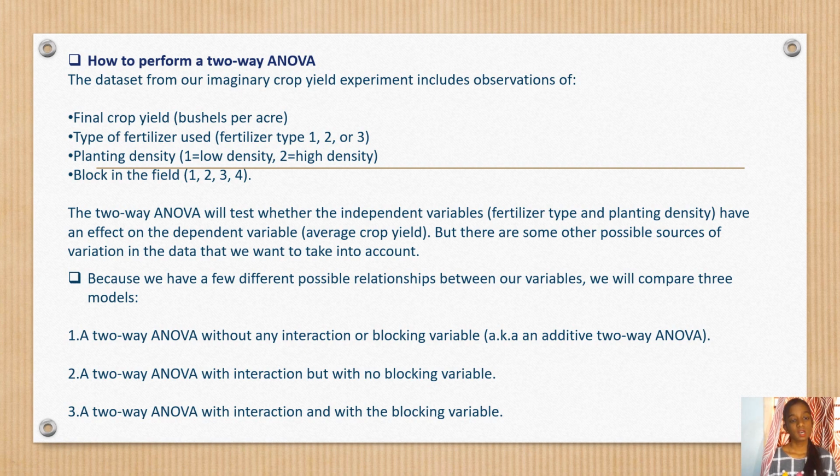The first is the two-way ANOVA without any interaction or blocking variables. The second is a two-way ANOVA with interaction but with no blocking variables. The third is the two-way ANOVA with interaction and with the blocking variable. So this is how you perform two-way ANOVA.